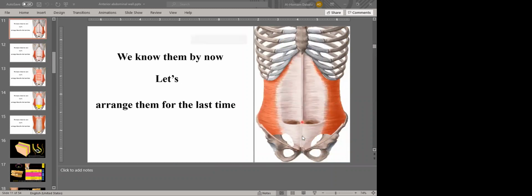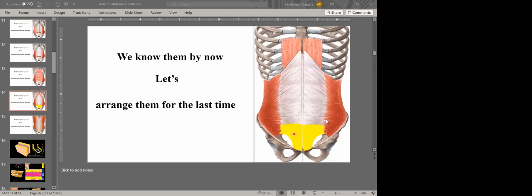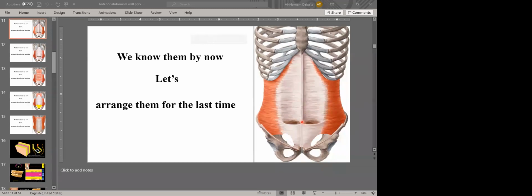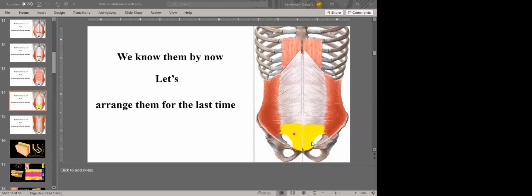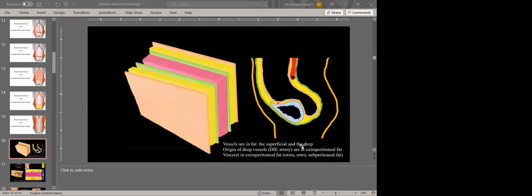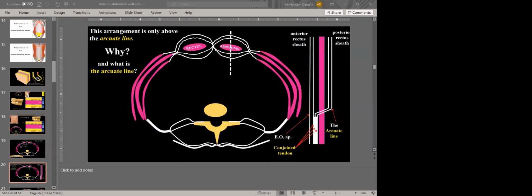So the conjoint tendon is just the idea that the internal oblique muscle, over here we have the internal oblique, this one right here, and our transversus abdominis muscle. These two together, when they are inserting medially, not to the linea alba, like over here, they join together to form one tendon. Which ones? The internal and the transverse. These two make one tendon and insert together. And this tendon is called the conjoint tendon. That's all it is. Don't try to overcomplicate it.